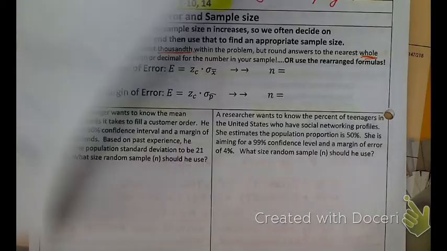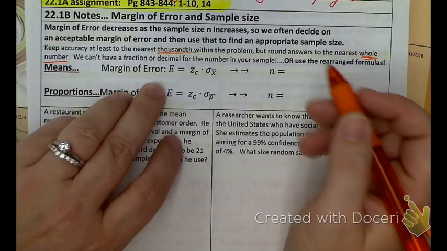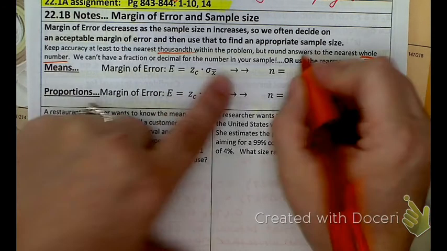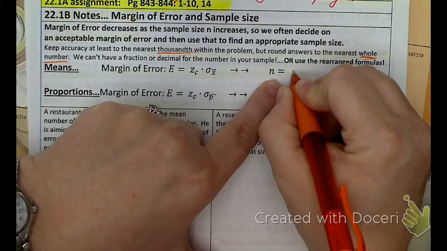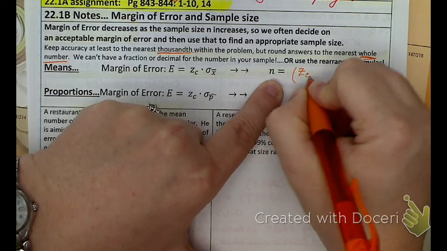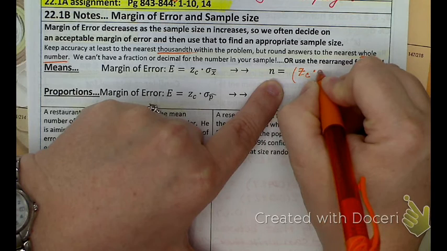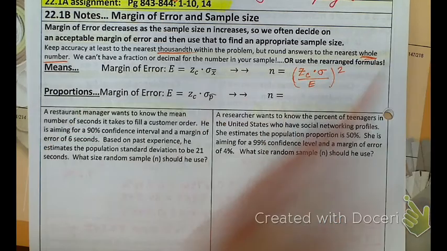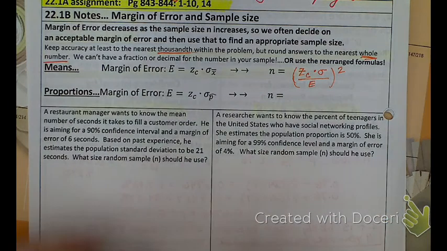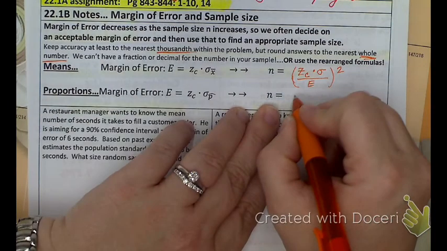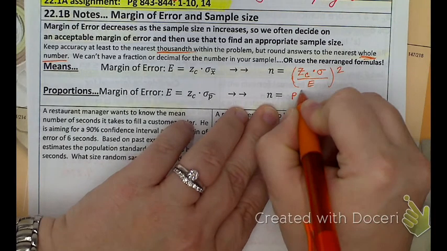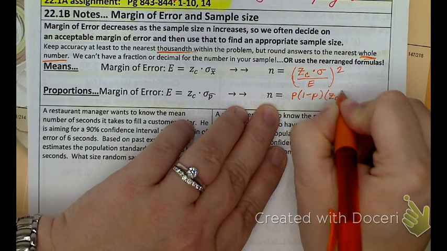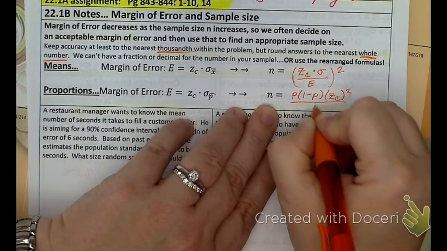Now the reason why it's best for us to get n by itself is it's going to be helpful when we're solving. So the margin of error formula for means is given right here, and when you solve for n, you end up with z sub c times the standard deviation of the whole thing over your margin of error, squared. That's our formula for when we're talking about the means. When we're talking about the proportions, it's a little bit more confusing, but we have p times 1 minus p times z sub c squared all over the margin of error squared.